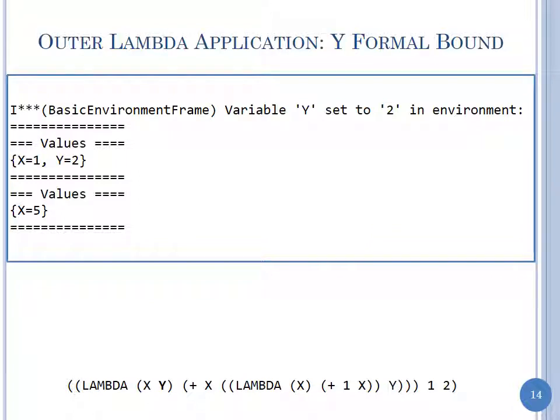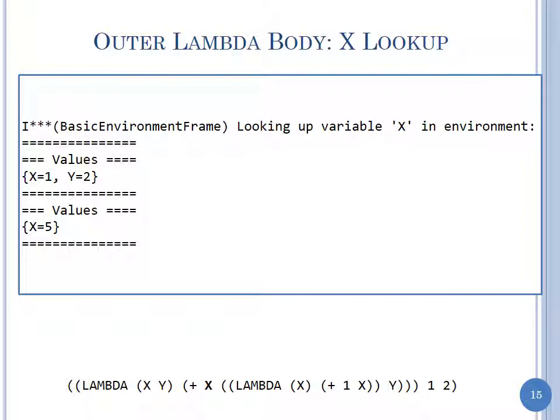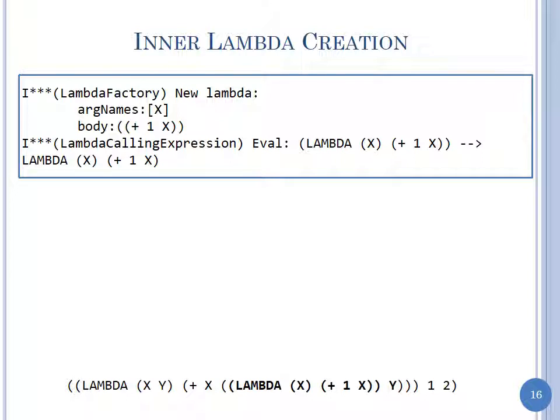So we haven't gone to the inner lambda yet because it's going to go to its body, and the required expression has got a plus x. Before it can call plus, it has to evaluate x. Evaluating x means looking up x, right? So it does the lookup, and now it's going to have to compute the application of the inner lambda. To do that, it has to do the inner lambda creation, right?